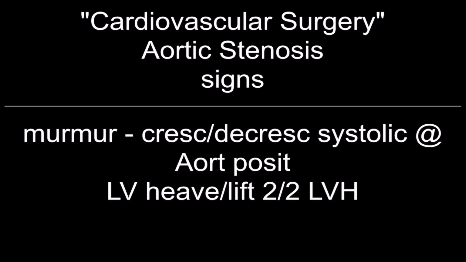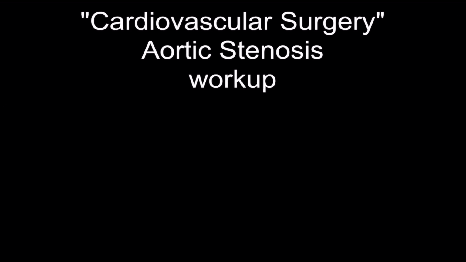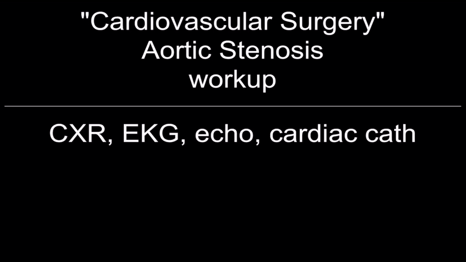Aortic stenosis signs: murmur, you hear a crescendo-decrescendo systolic murmur at the aortic position, and sometimes left ventricular heave or lift 2/2 left ventricular hypertrophy. Aortic stenosis workup: chest x-ray, EKG, echo, and cardiac catheterization.